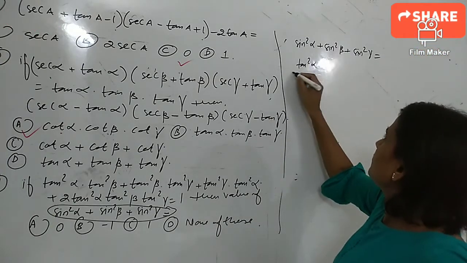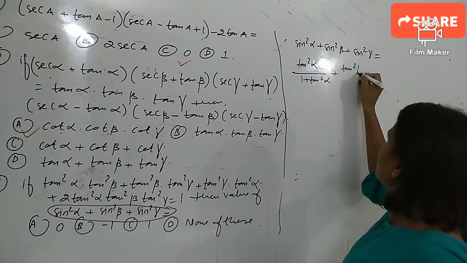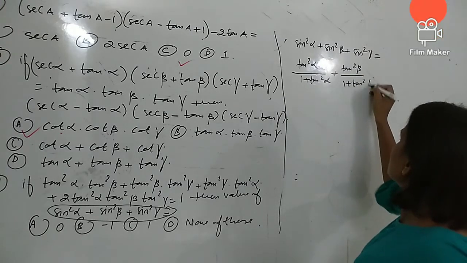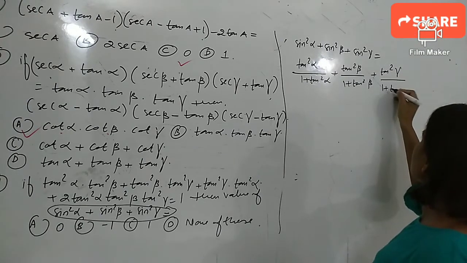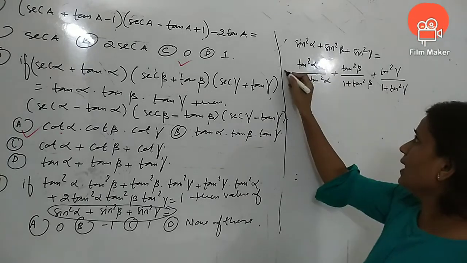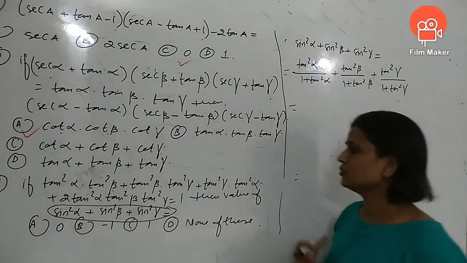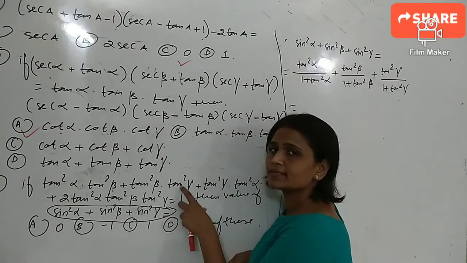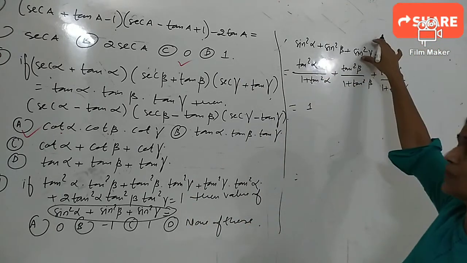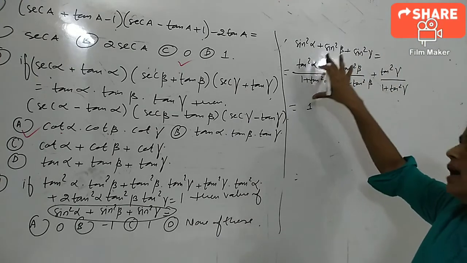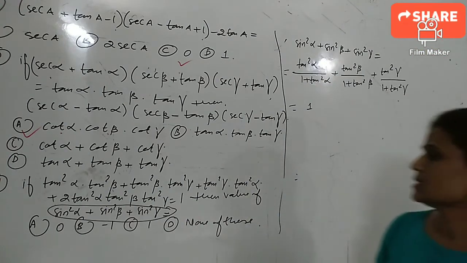So here is tan square alpha divided by 1 plus tan square alpha, plus tan square beta divided by 1 plus tan square beta, plus tan square gamma divided by 1 plus tan square gamma. And when you simplify this whole expression, you will get the expression exactly the same as this, which has one value. So you will get the value of this expression first in terms of tan, and this tan expression value is given as 1. So here the correct option is option C, 1.